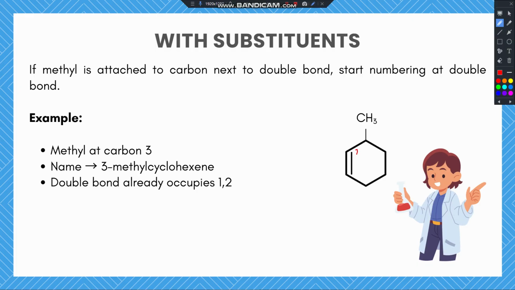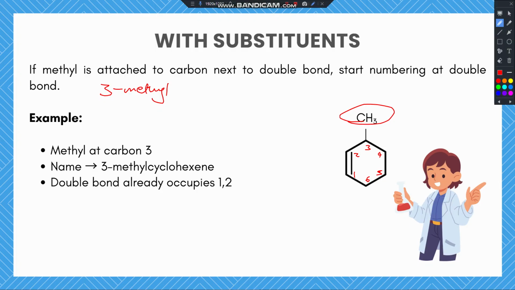This becomes 1, 2, 3, 4, 5, 6. That means this branch will be on carbon number 6. However, the other way gave this branch carbon number 3. So the correct way to number it will be to start from here. 1, 2, 3, 4, 5, 6. So let's name it. On carbon number 3, I have a branch, 3-methyl. I've identified it. 3-methyl.